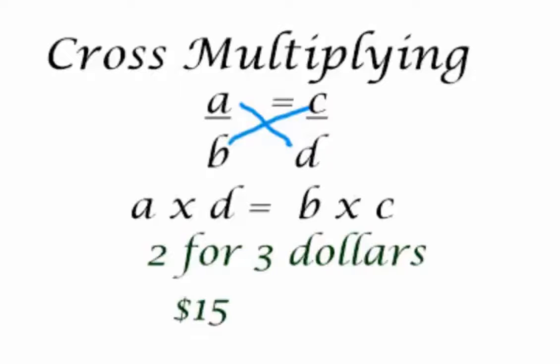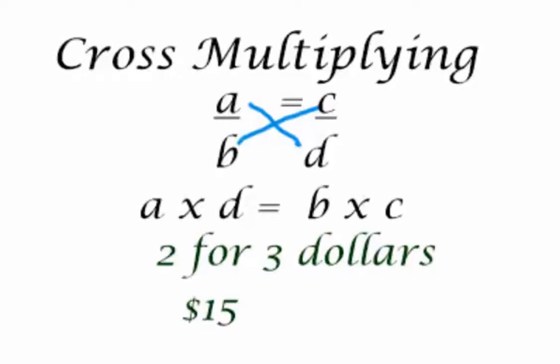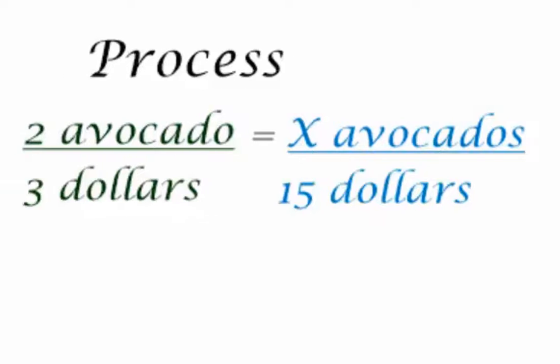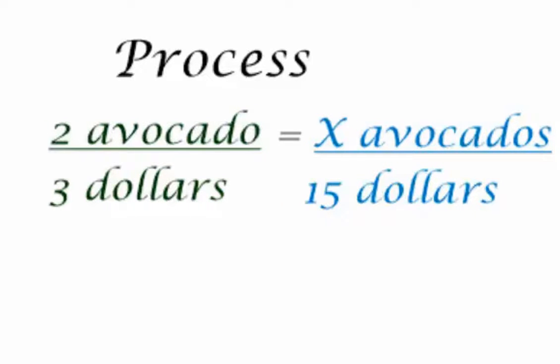Now, let's think about a scenario where I can buy something that would be 2 for $3 and I have $15. How many would I be able to buy? So let's think about the process and how we can incorporate cross multiplication. So let's say those are avocados. I can buy 2 avocados for $3, so 2 over 3. I'd make that equal to the x avocados that I might be able to buy with $15.